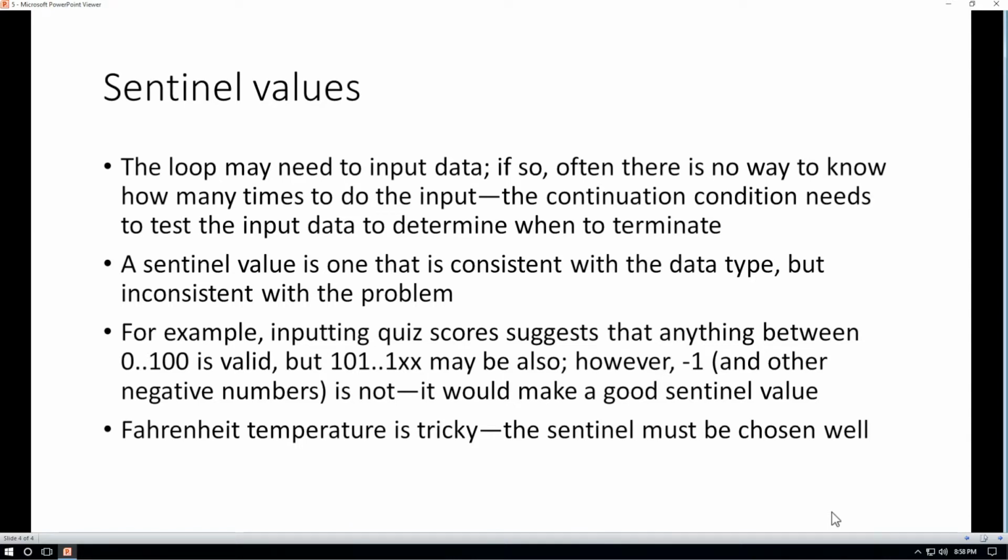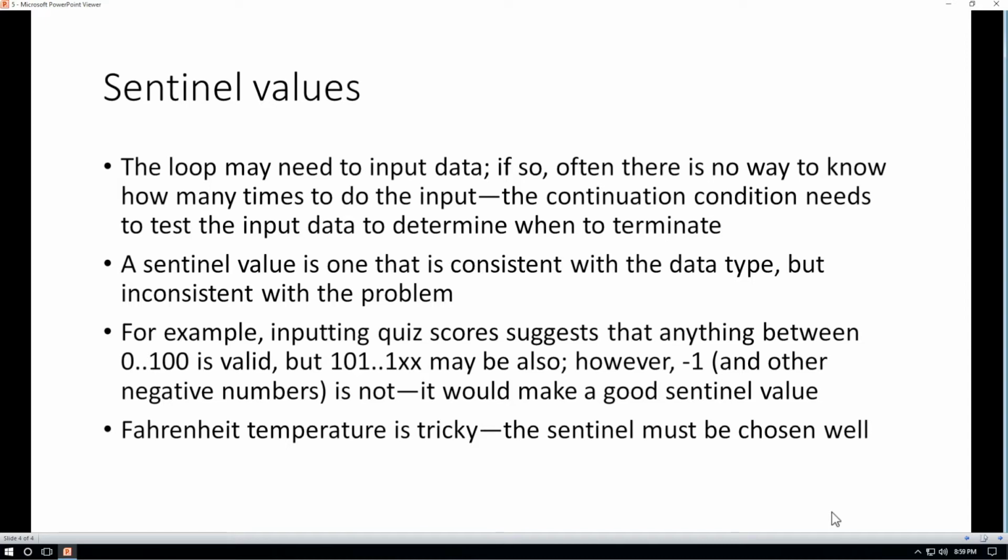For example, if we're inputting quiz scores, we can input anything between 0 and 100. Those are valid quiz scores. Now with bonus points, it may be that 101 or who knows how many points could also be valid. Kind of an odd area to put a sentinel value because we can never guarantee what that score will be. Negative values like -1 would make a good sentinel value because we can't make negative test scores.